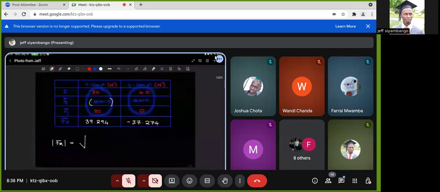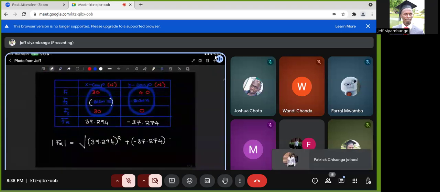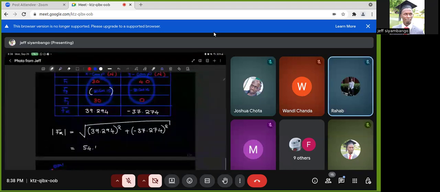So we can proceed. Once you have this, you can now just square the x component, 39.294, and then plus. When you have this negative here, make sure you use the brackets: minus 37.274. The square should be outside of the brackets so that it also affects this negative. Once you obtain your answer, take the square root. What are you getting as the magnitude? 54.16.